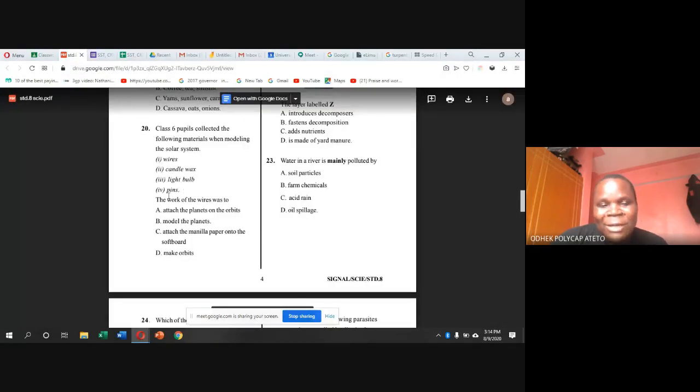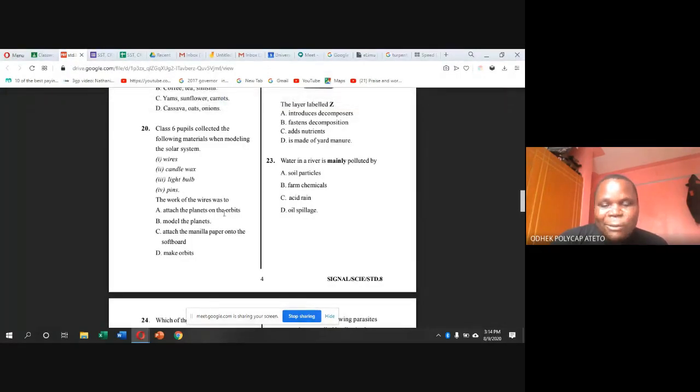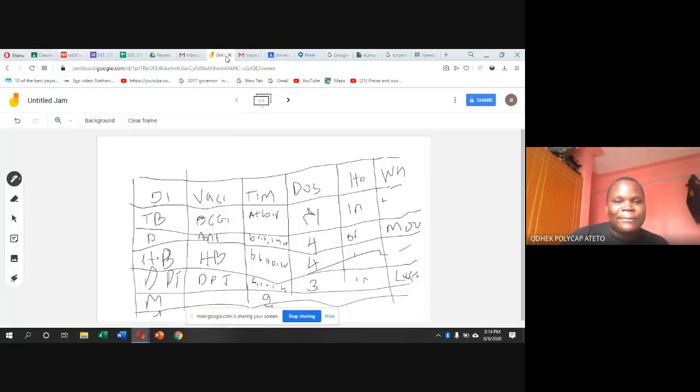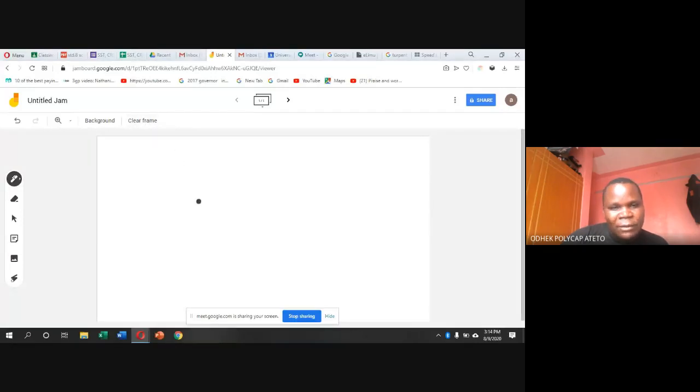But now you just need to understand that attach the planet on the orbit. Already we have the pins, so we'll work with pins, not wires. The wires here, we are just going to have them go around the cardboard to make orbits. So that's what you can use wires to do.